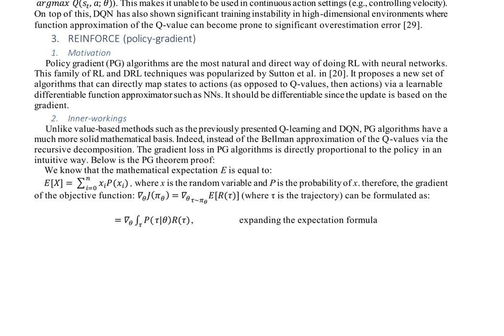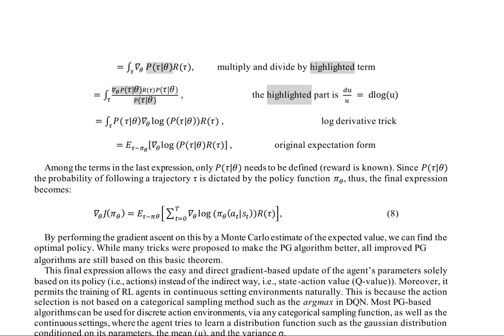The PG theorem proof is based on the mathematical expectation E, where the gradient of the objective function can be formulated as the integral of the probability of the trajectory and the reward. The policy gradient theorem is utilized to derive an expression for the gradient of the objective function, allowing for the direct update of the agent's parameters based on its policy. This is achieved by applying the log derivative trick, which transforms the expectation of the reward into a form that can be optimized using gradient ascent.